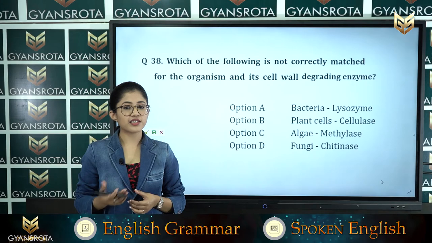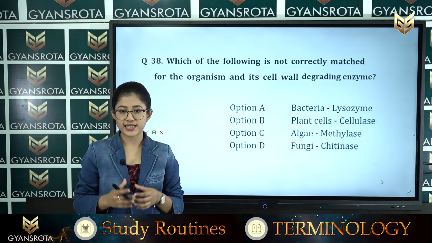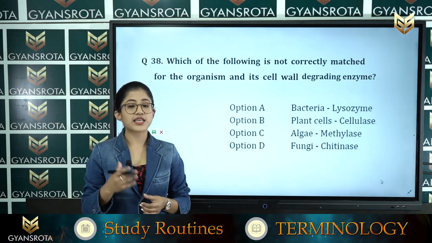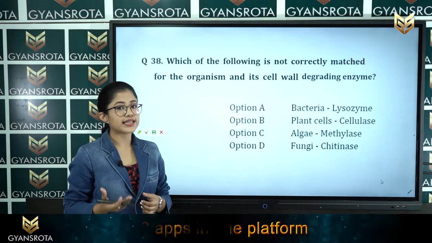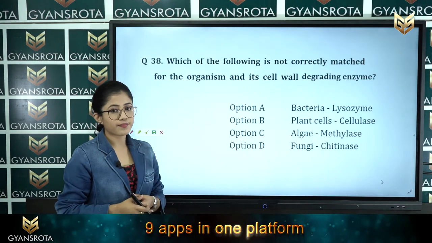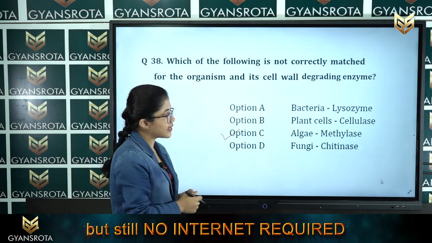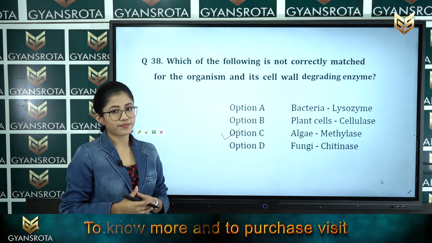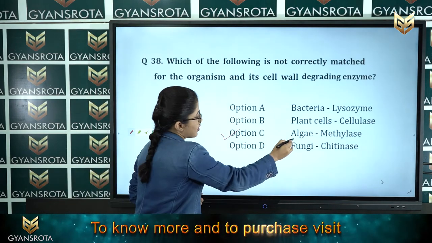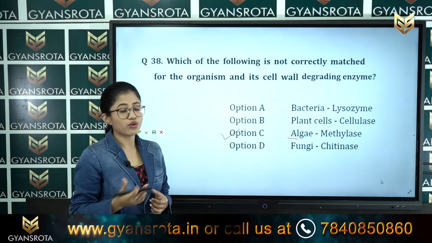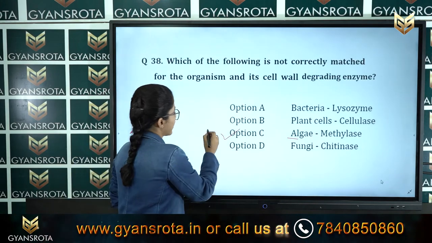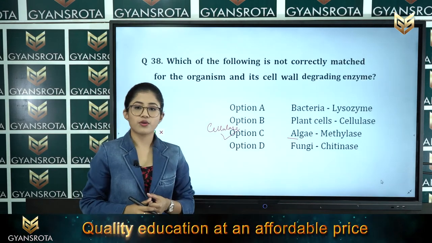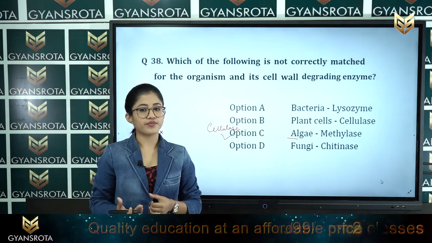So, in the chapter biotechnology, we have discussed different types of enzymes which are used to break down the cell wall of different types of organisms. Among these four options, what is the incorrectly matched option? That is option C. In option C, it is written that the cell wall of algae is degraded by methylase, but the cell wall of algae is composed of cellulose and it is broken down by the enzyme cellulase. So, option C is the correct answer of this question.